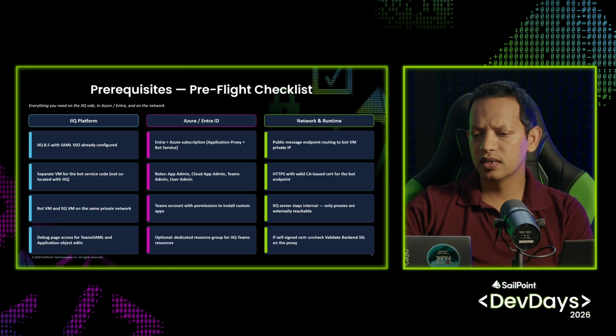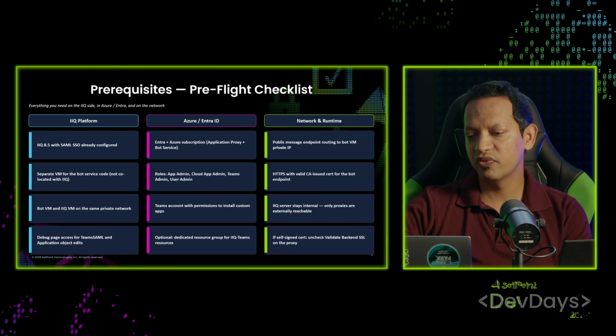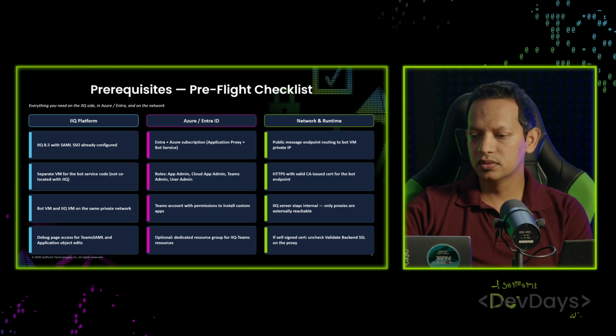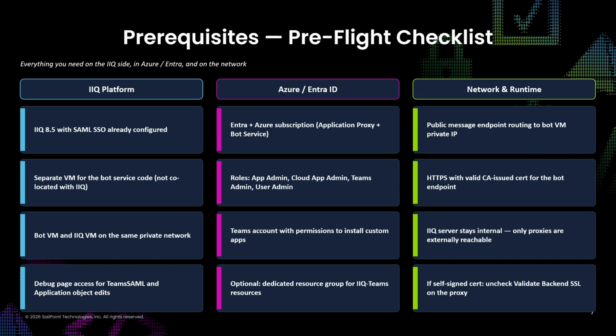And one of the lessons learned from doing this integration a couple of times is that on a couple of instances, or probably one or two, I did have the bot service code and connector server running on the same VM, which kind of broke the private network routing and caused a lot of issues. So again, each of these components needs to be on a separate VM, and they need to be on the same private network.